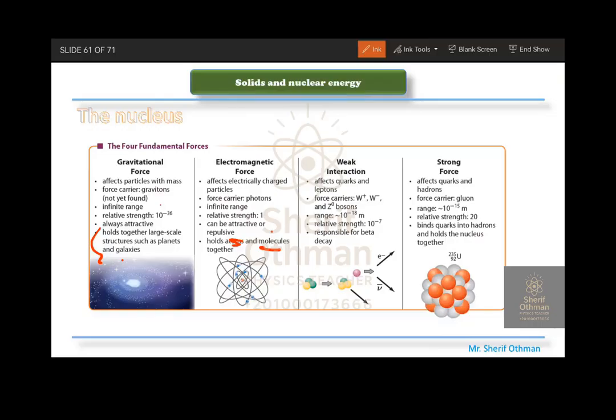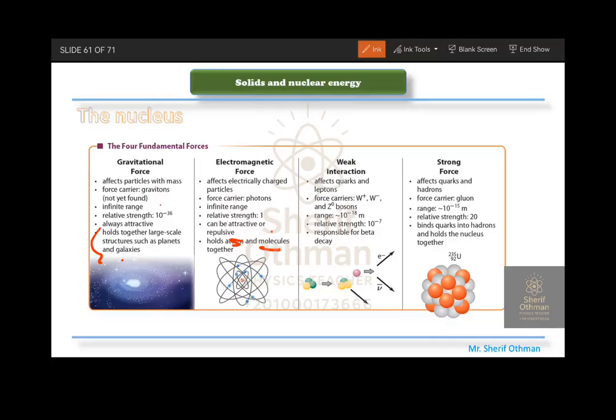Now the weak interaction affects quarks and leptons. Force carriers are W positive, W negative, and Z bosons, different types of bosons. Its range is 10 to the power -18 meter, very weak and limited. Its relative strength is 10 to the power -7, which means that it's stronger than gravitational force. Responsible for beta decay.